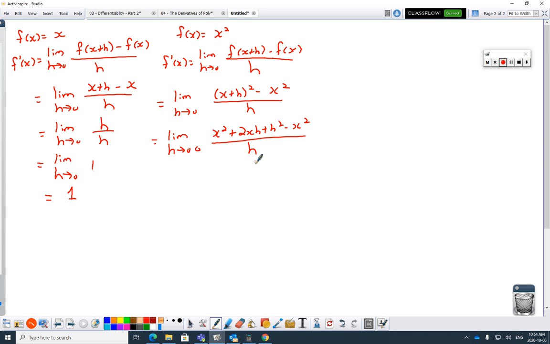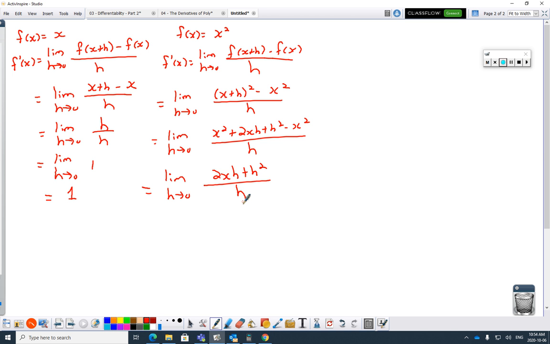When you expand x plus h squared, you get x squared plus 2xh plus h squared. The x squareds go. How nice is that? I don't know why I've got an extra 0 in there. Let me just fix that up. Goodbye. Limit as h approaches 0 of 2xh plus h squared, all over h.